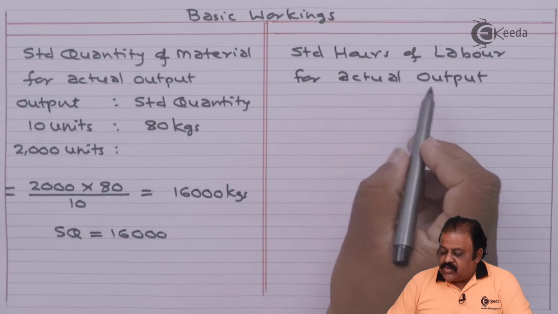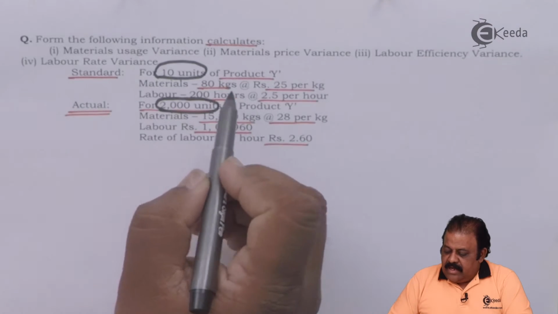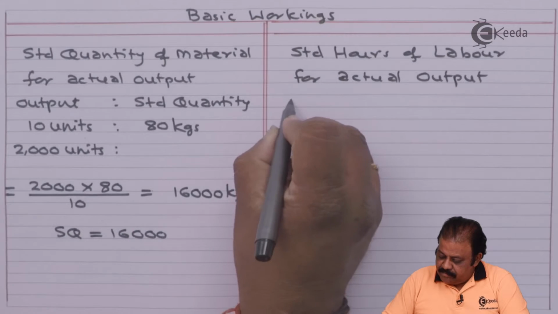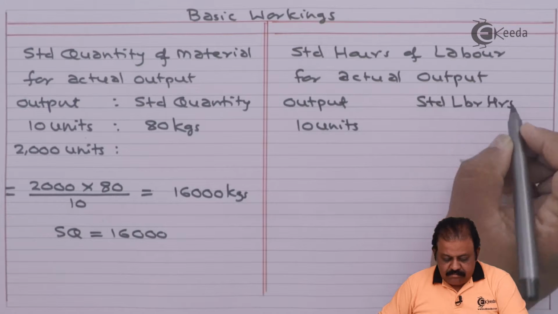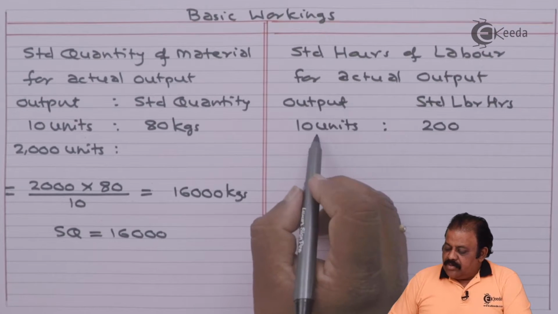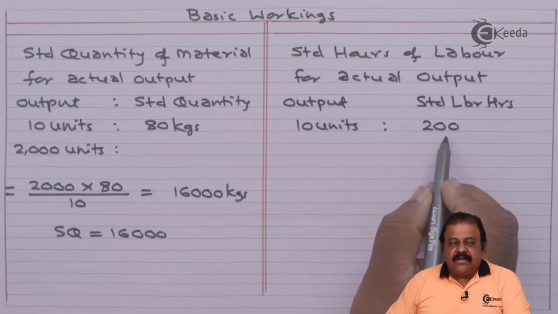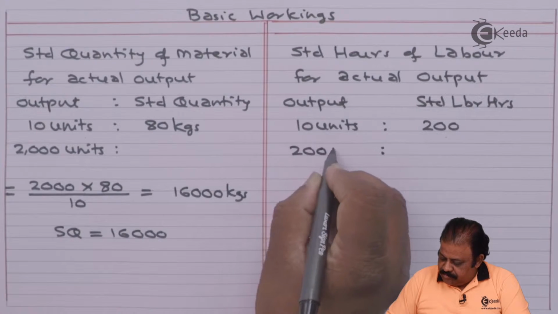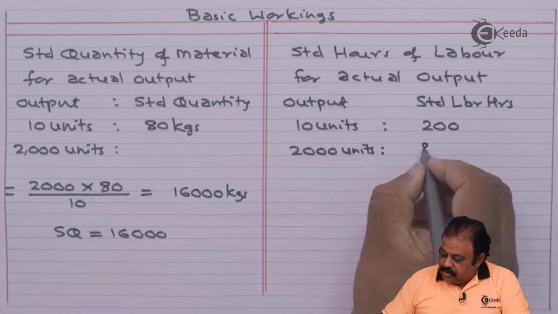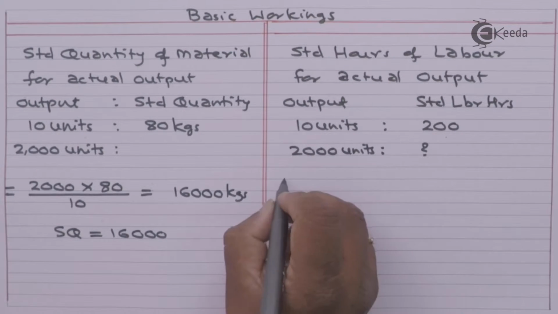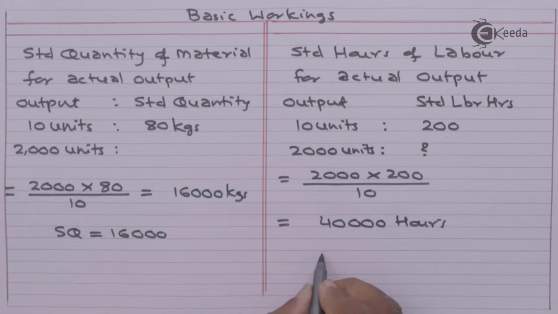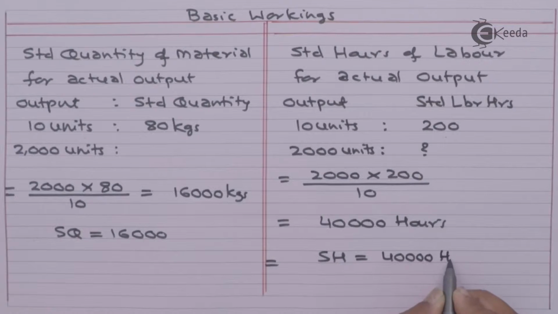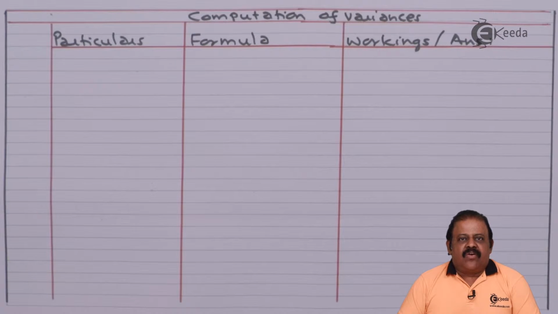Standard hours of labor for actual output. Labor 200 hours at the rate of 2.5 per hour. For output 10 units, standard labor hours required 200 hours. For 2000 units of output, how much labor hours will be required? Standard hours for actual output 40,000 hours. We'll calculate now material cost variances.